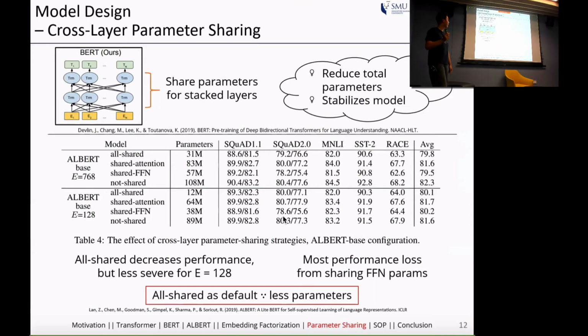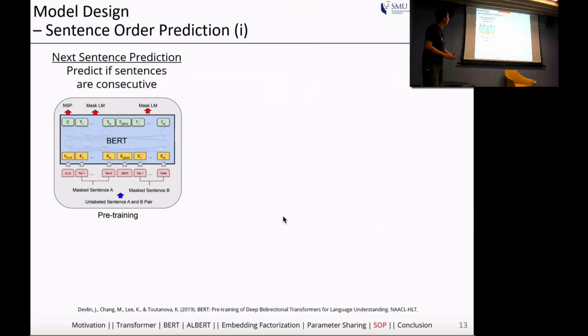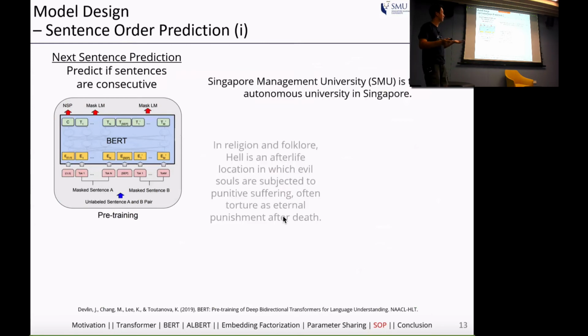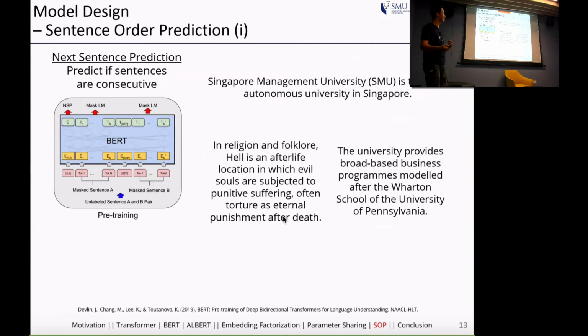Okay, so the last thing that they do is sentence order prediction. So in BERT, you actually have a task called NSP, next sentence prediction. What it does is that it's trying to predict if the two input sentences, A and B, are consecutive. For example, let's say we have 3 sentences. SMU is the third autonomous university in Singapore, and you can read the rest yourself. And then you want to decide which sentence comes after the first sentence at the top.